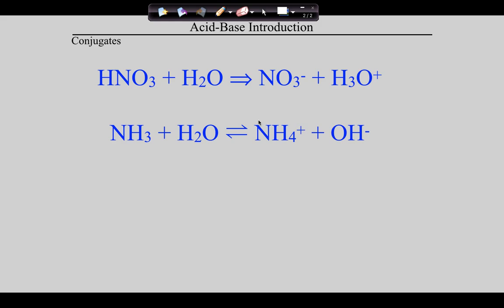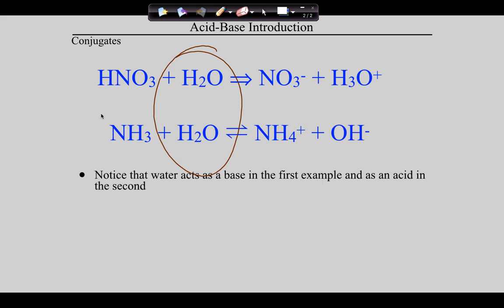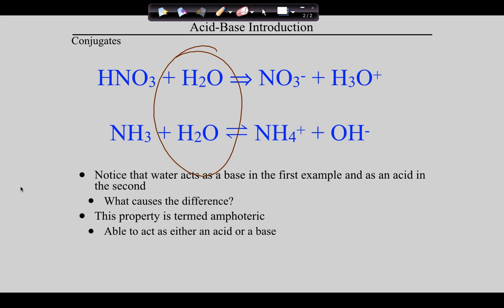Now let's do our conjugates. What does that make ammonium ion? Our conjugate acid, and hydroxide is our conjugate base. And now we get to this interesting point which we talked about last year. Which one is it? Here, water is a base. Here, water is an acid. Which one is it? It's both. What do we call it? Amphoteric. If you do not remember what amphoteric means, it's a substance that can act as either an acid or a base.